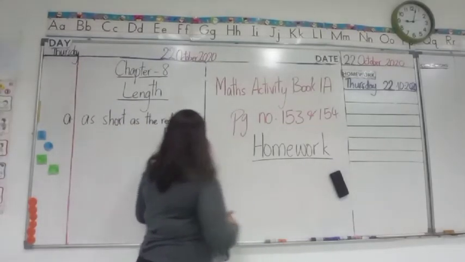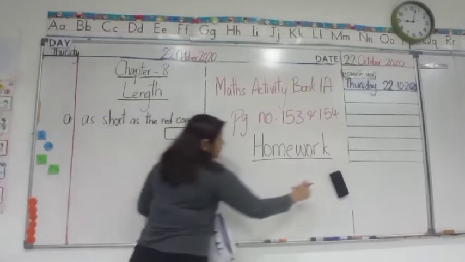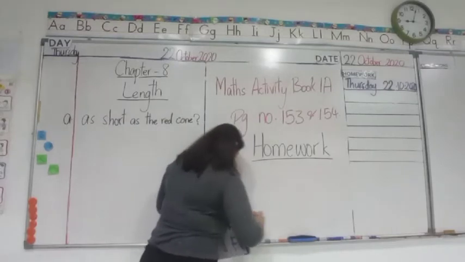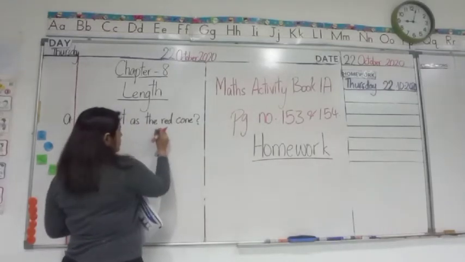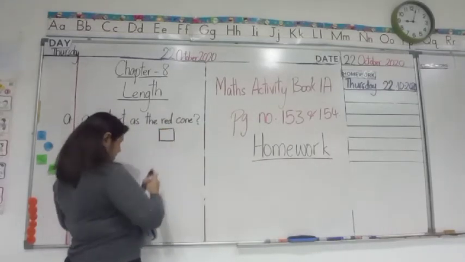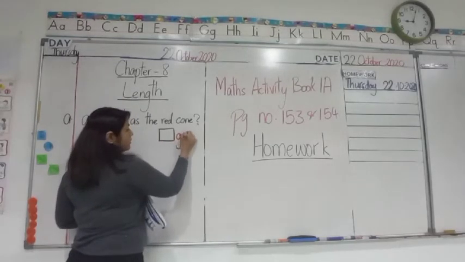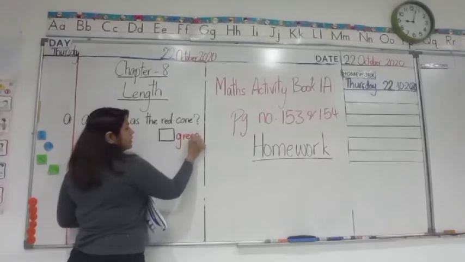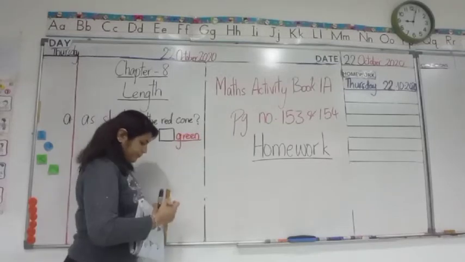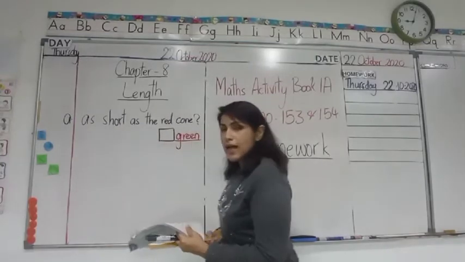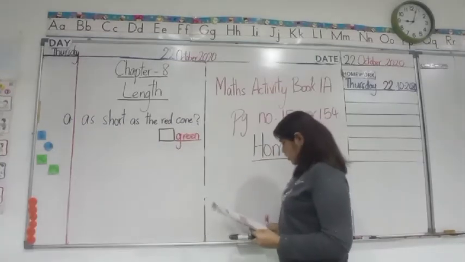Okay, if you cannot fit the word green in the box, it's okay not to panic. Write outside the box. I've taught you this. When there is no space, the box is not big enough, you can write outside the box neatly the word green. Green is as short as a red cone.